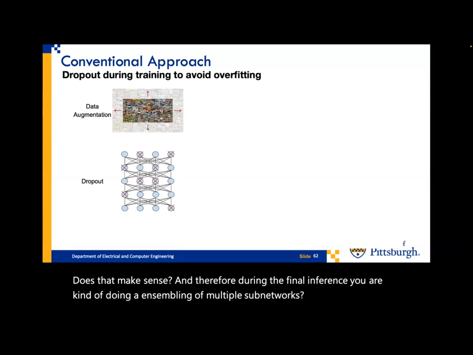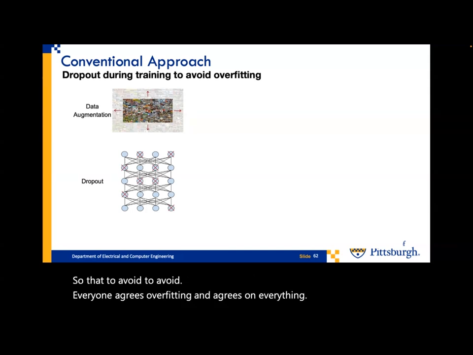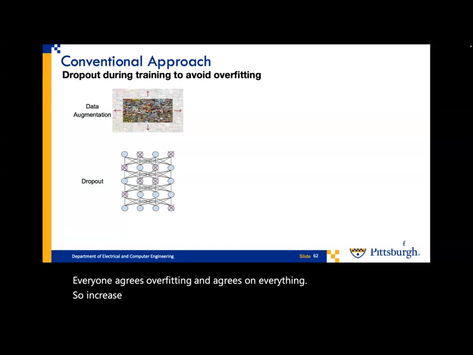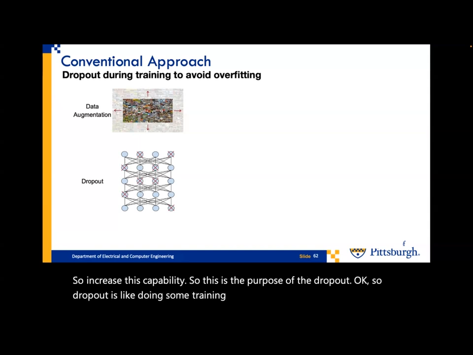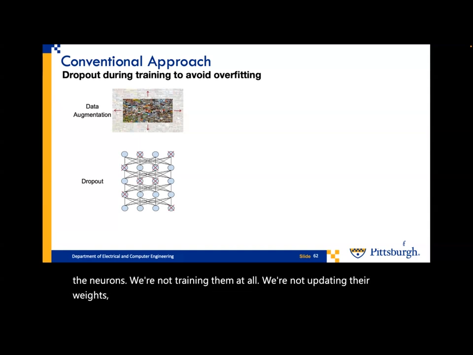That avoids everyone overfitting and agreeing on everything, and it increases the capability. This is the purpose of dropout. Dropout means that in some training passes, we drop out some of the neurons. We're not training them at all, we're not updating their weights. But in different training iterations, we drop out different neurons.